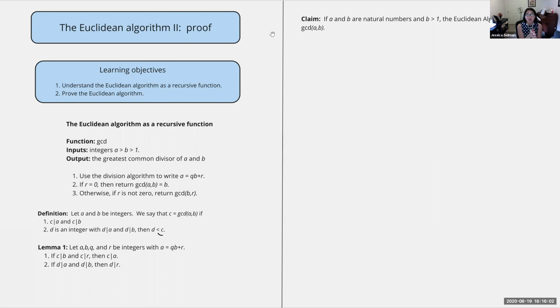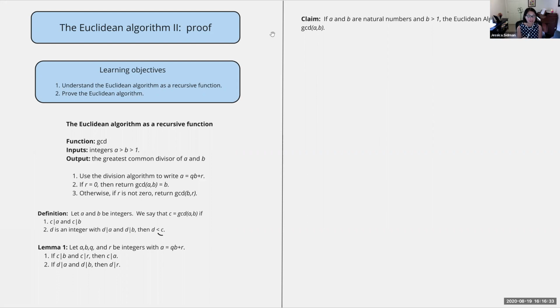All right, what if R is not 0? Otherwise, what we should do is compute the GCD of B and R, promoting B to the new A and R to the new B, and return that. So that's the recursive piece. The GCD function calls itself on what we hope is a smaller instantiation of the problem, and we hope it's getting us someplace.